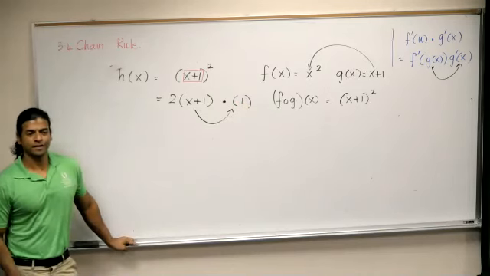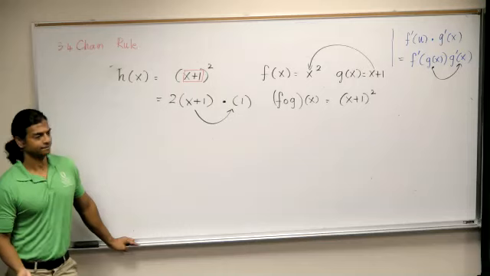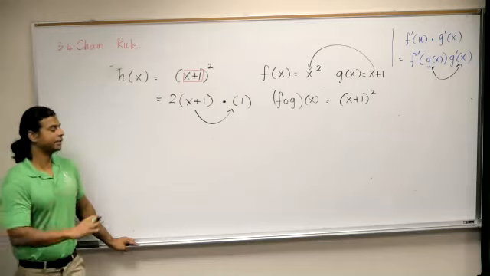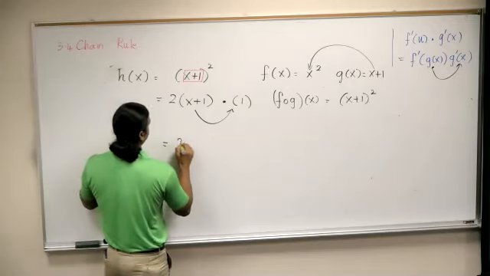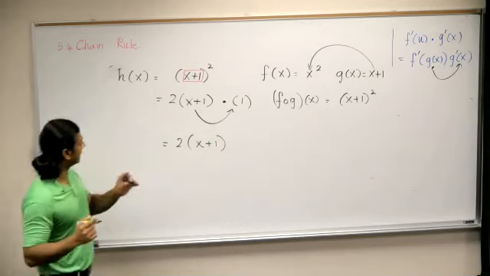The derivative of that is 1. Good? Does that make sense? I'll do one more case before I do another problem. So the derivative is just 2 times x plus 1.